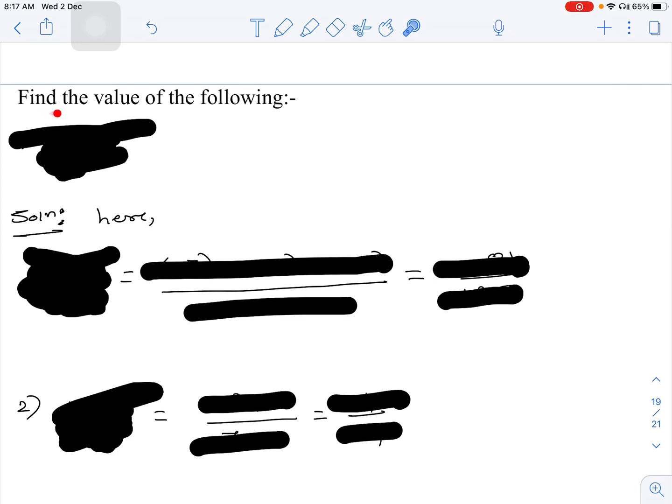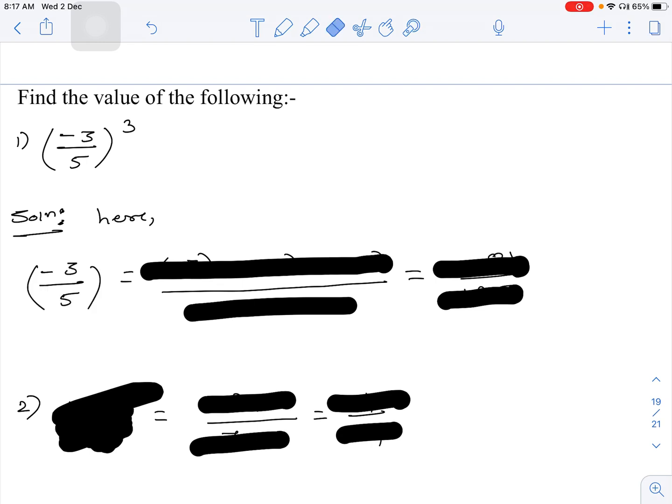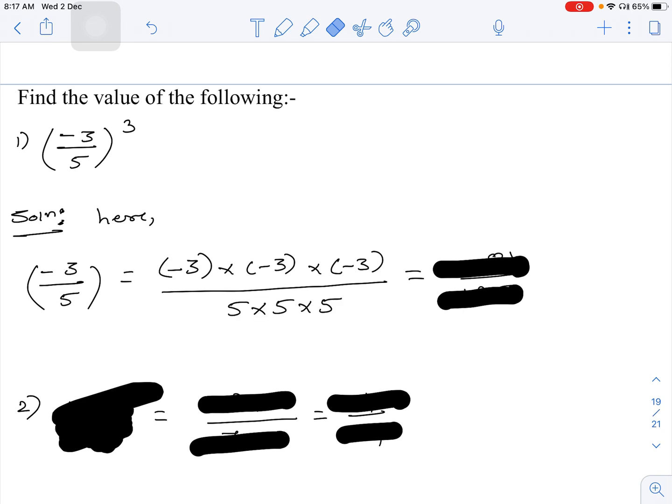Now here it is given: find the value of the following. Find the value or evaluate, they both mean the same. Here we want to find the value of minus 3 upon 5 raised to 3. For finding the value of minus 3 upon 5 raised to 3, we have to multiply. Minus 3 upon 5 raised to 3 means minus 3 is multiplying 3 times and 5 is also multiplying 3 times. You have to look at the power.